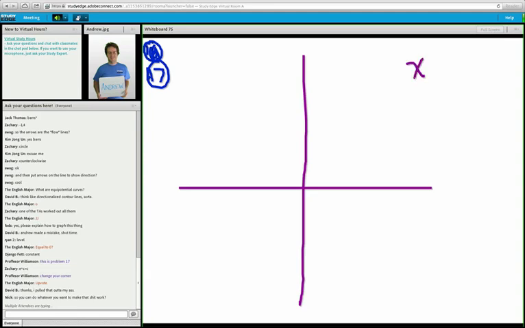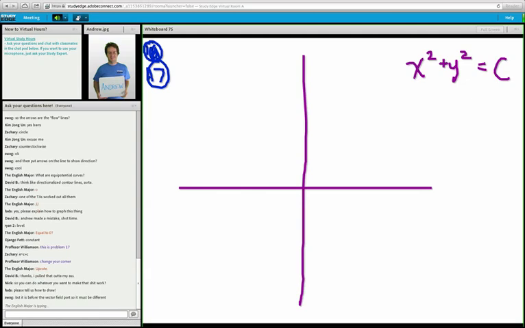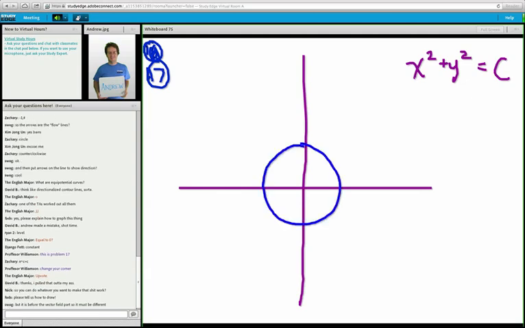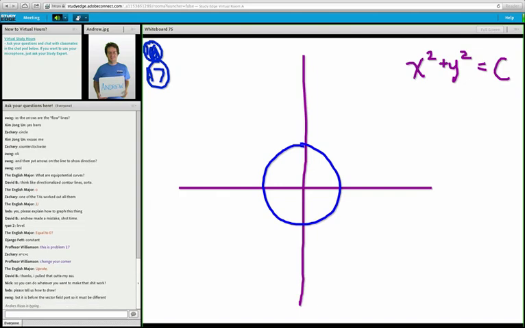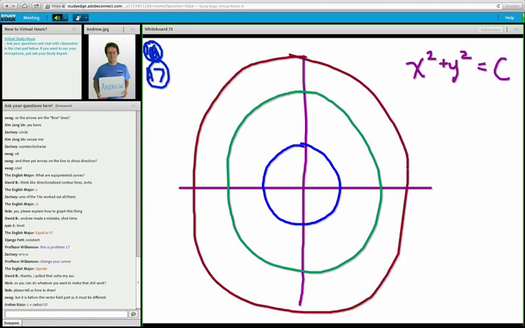So we just established that x squared plus y squared equals c were the equal potential curves. Okay? We just established that x squared plus y squared are the equal potential curves. So those would be circles centered at the origin like this. These are all equal potential curves. So every point on the blue circle has the same potential. Every point on the green circle has the same potential. Every point on the red circle has the same potential.